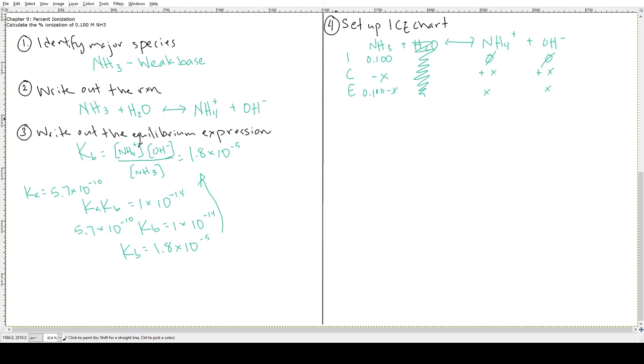So now I need to move on to step 5, which is? Plug into equilibrium expression. All right, plug into equilibrium expression. So I've got that. That's in step 3. I know that 1.8 times 10 to the negative 5 is equal to my products over my reactant.